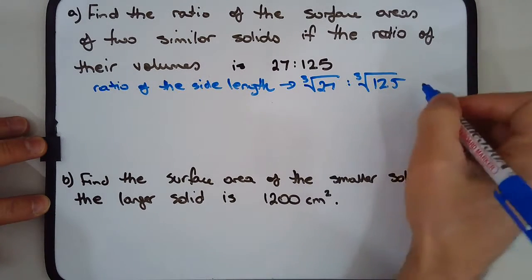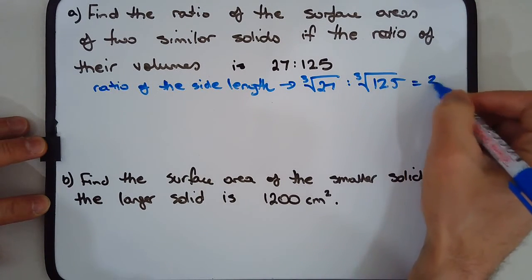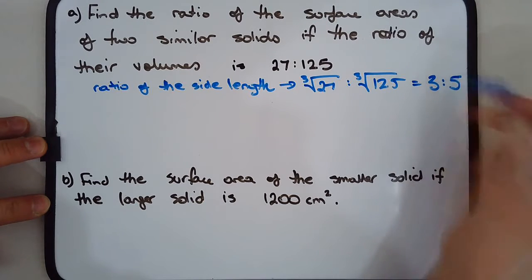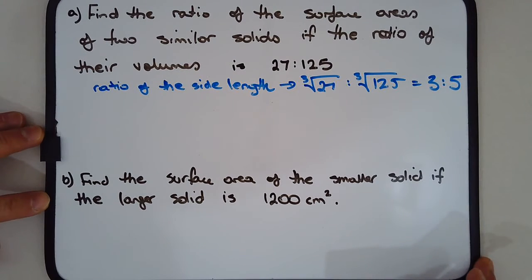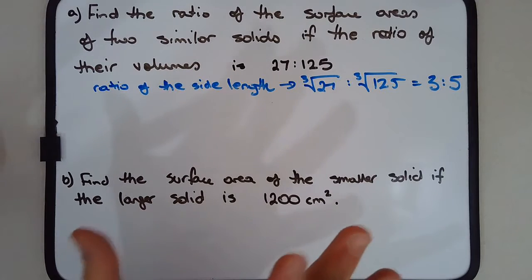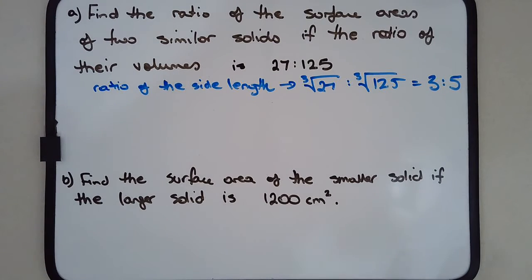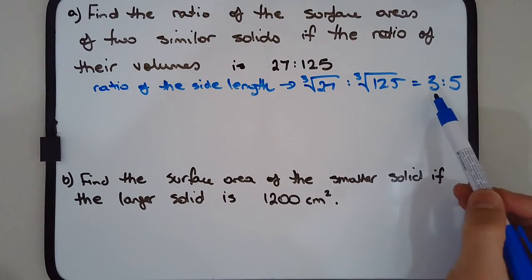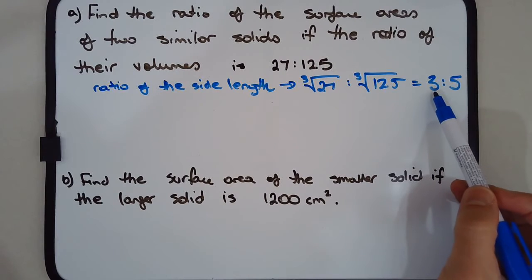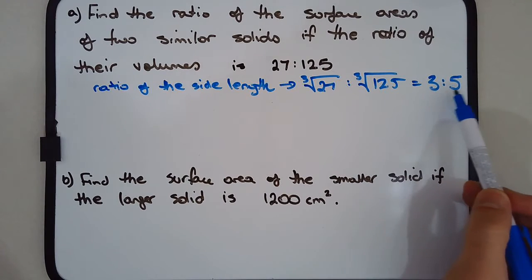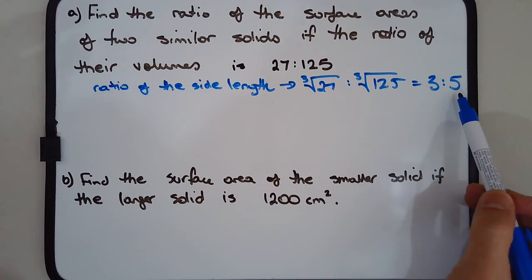And that gives us 3 to 5. Okay, so if you can imagine, for example, we're not told what shape these solids are, but they could be cubes, for example. So it just means that if the side length of one cube is 3 meters, that means the larger cube's side length is 5 meters.